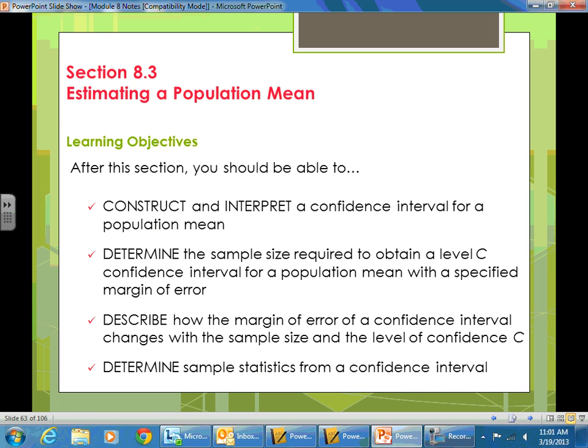It's time for section 8.3. Okay, that was really nerdy. Estimating a population mean. So we're going to do what we did with proportions in 8.2, but now we're going to work with means.